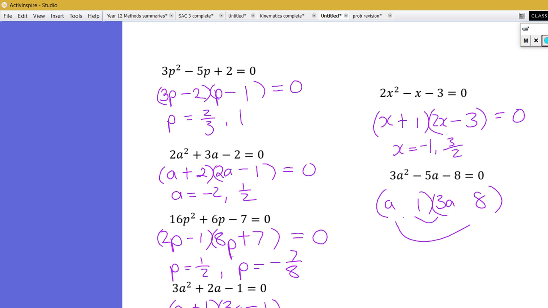And try that again. Yep, 8 and 3 is easily going to get me to 5, as long as that's minus and that's plus. So do a quick expand. Yep, we've got all our signs and our numbers in the right spots. It's equal to 0, so a equals negative 1 and 8 on 3.